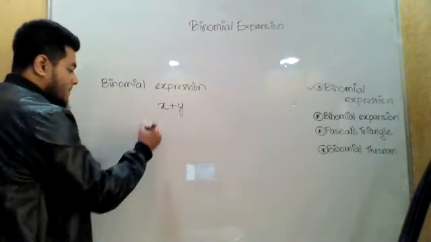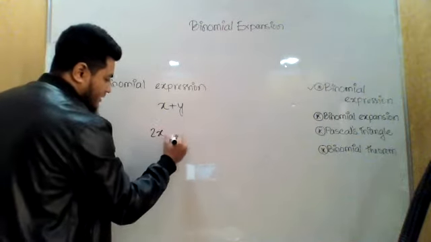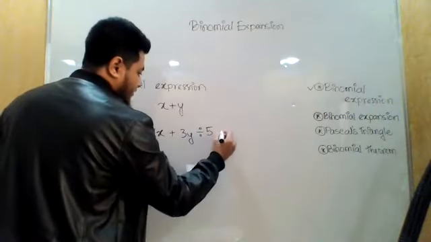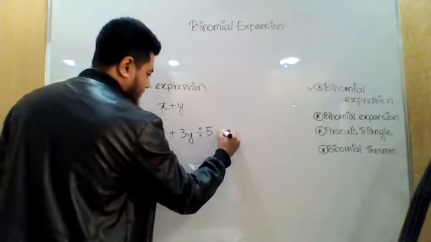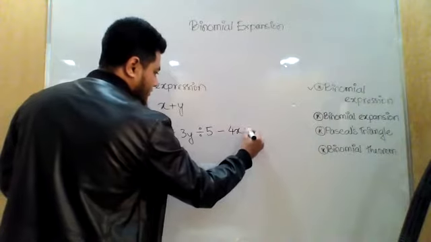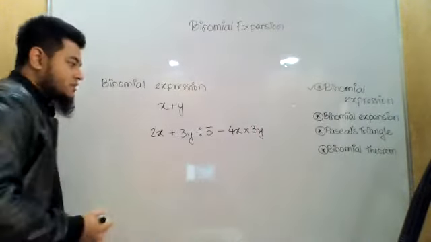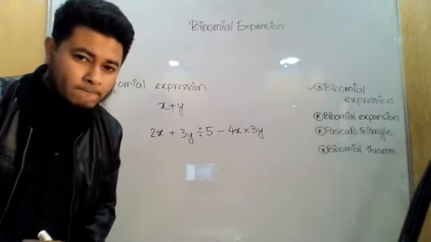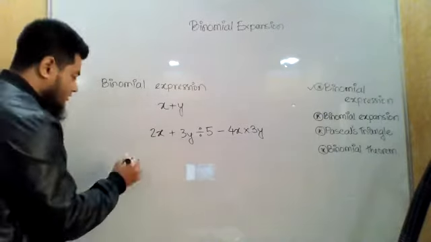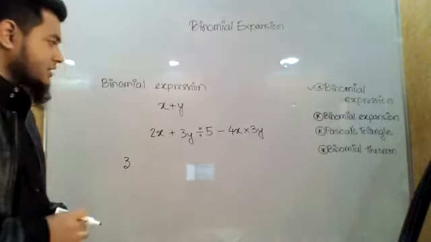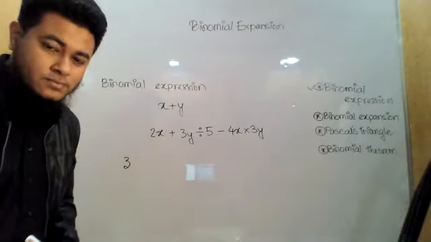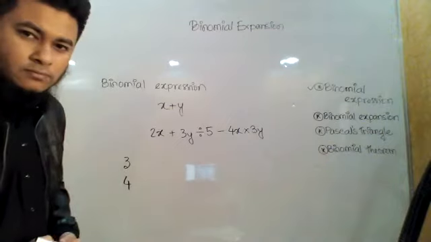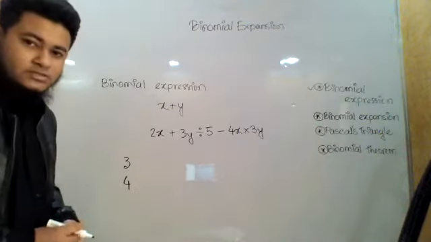Count the terms. Let us say I have 2x plus 3y divided by 5 minus 4x into 3y. Can anybody tell me how many terms are there? Three terms. Abdullah says 3 terms. Anybody have any other opinion? 4, sir. Robin says 4 terms. Mahmoud also says 4. Then anybody else?